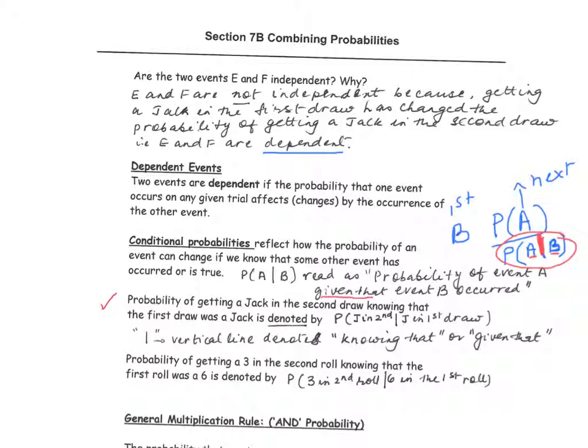So let's look at the first one. Probability of getting a jack in the second draw, knowing that in the first draw we got a jack. So this is how we write it. Probability of jack in the second draw, given that, this vertical line means given that or knowing that we got a jack in the first draw. So this is how we write down probability of the second event happening, given that a first event happened.